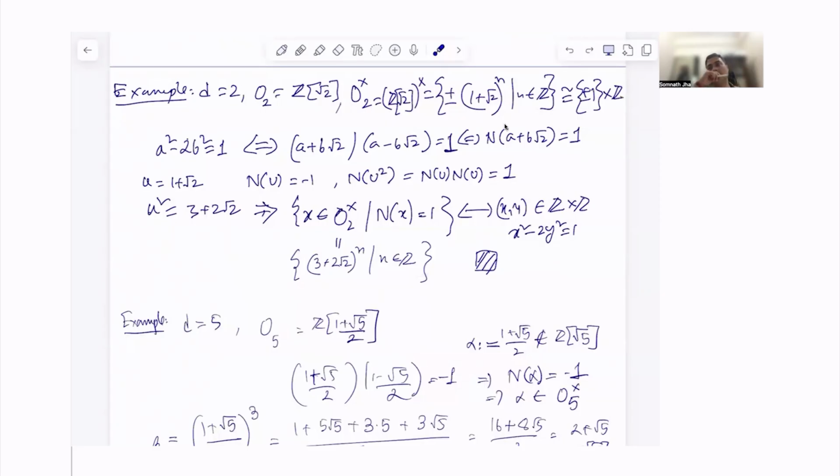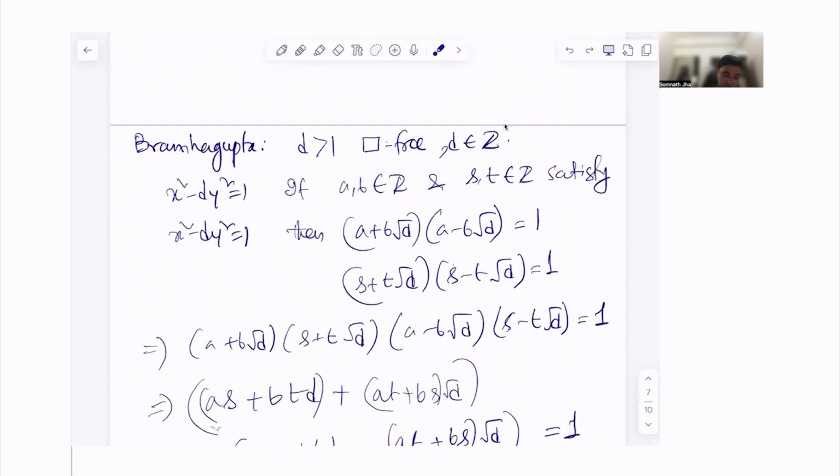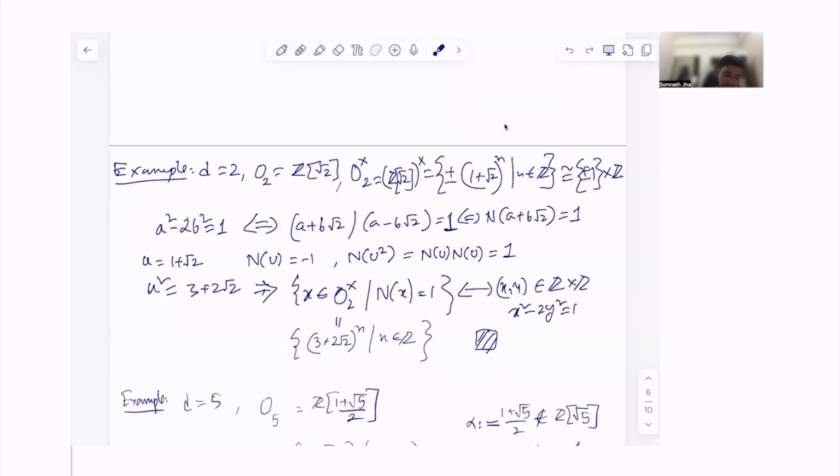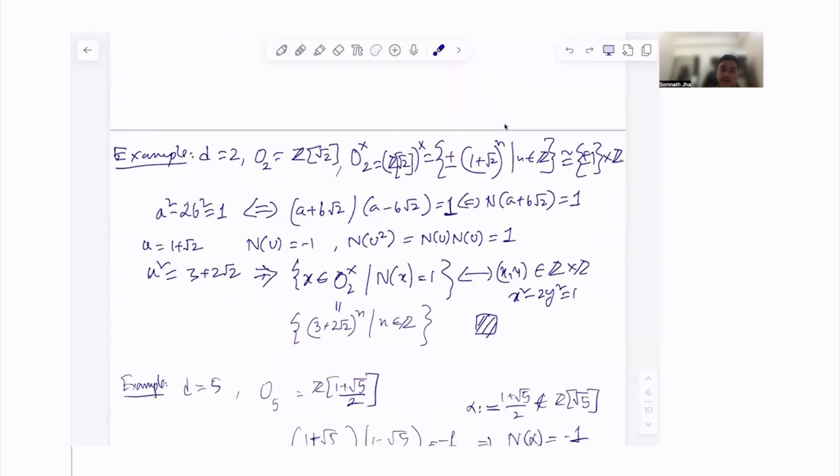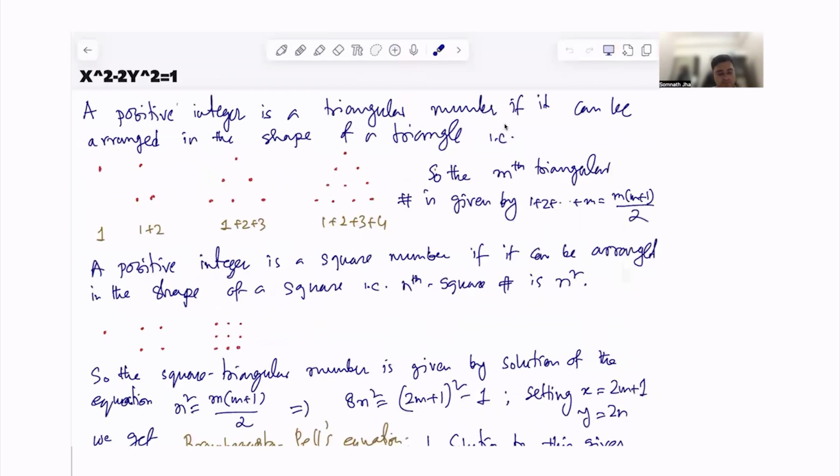Yeah, every element looks like (3 plus 2 root 2) to the power n, n in Z. This will be okay. So let us put it in a slightly more general context.